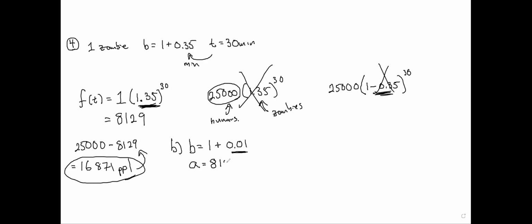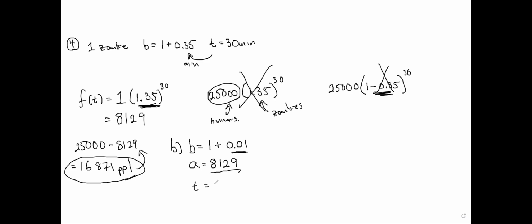30 minutes have passed, so the growth rate is applied to that many zombies. Okay? So it's not like these zombies turn into one. It's not one anymore, right? You still have 8,000 zombies walking around. But because people are hiding, the growth rate is very slow.